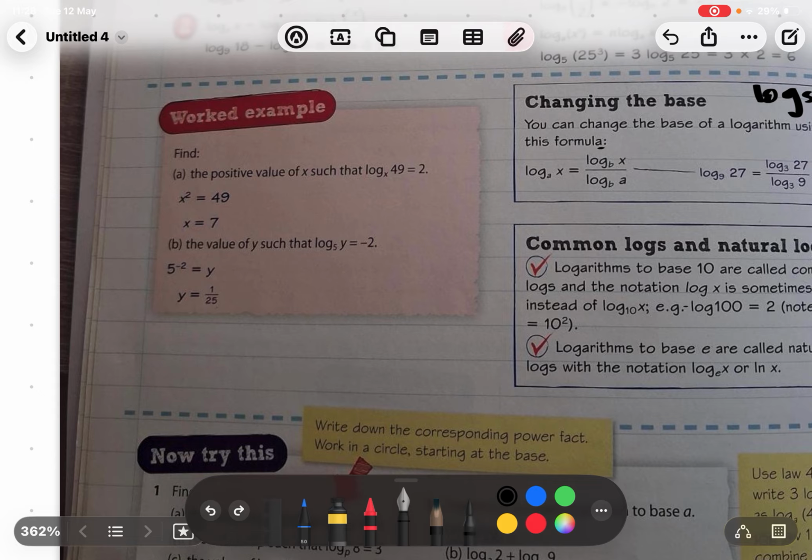Okay, so basically, remember what we did? 2 is getting powered by x. No, opposite: 2 is getting powered by x to give us 49, as we can see here. So x equals 7. Now here, 5 to the power of minus 2 equals y. So 5 to the power of minus 2 equals what? I don't know what it's going to be, but let's just check the answer.